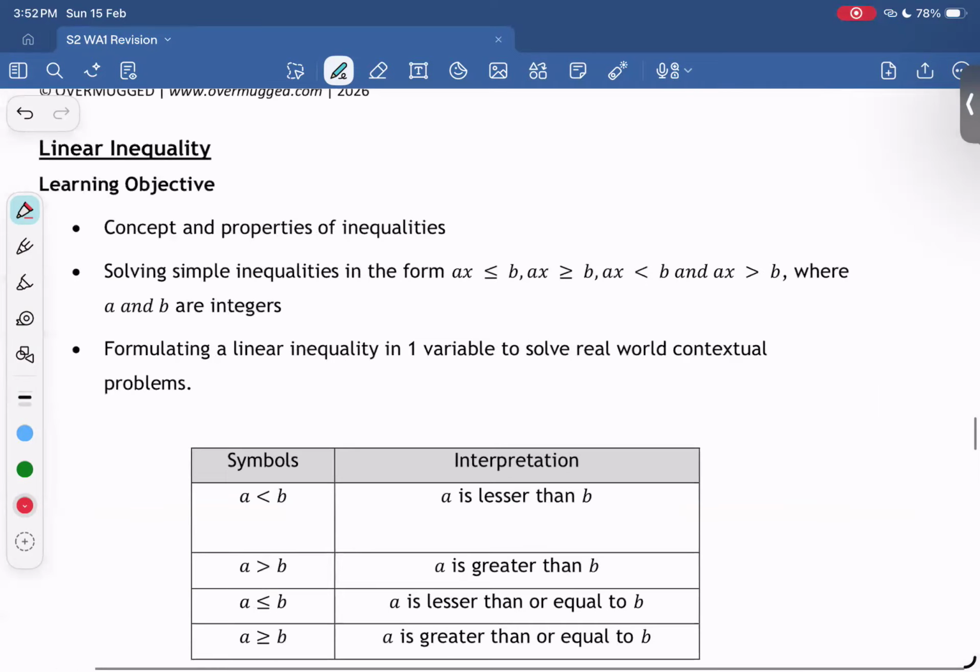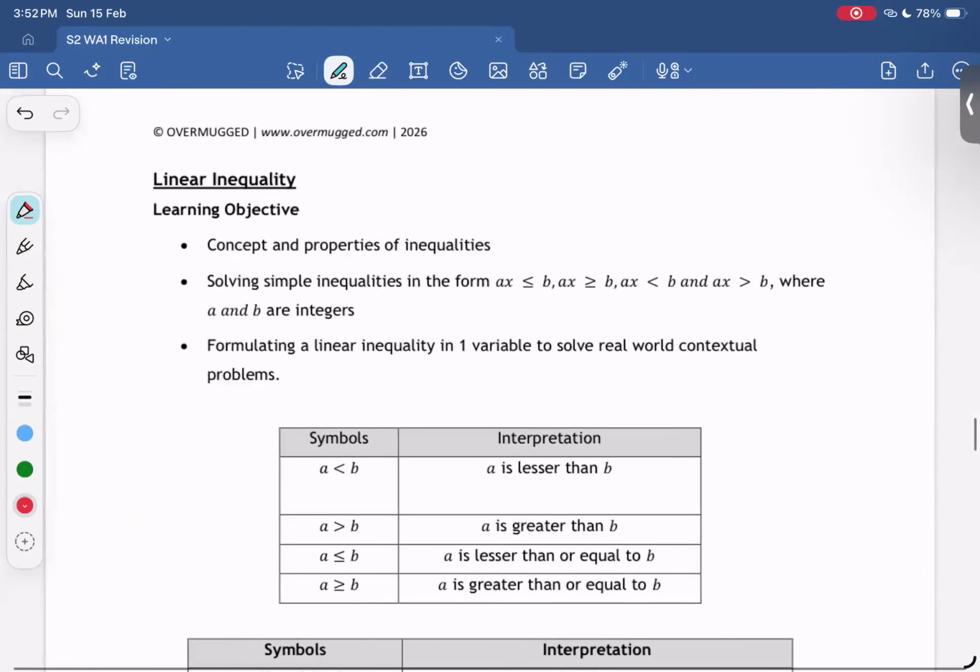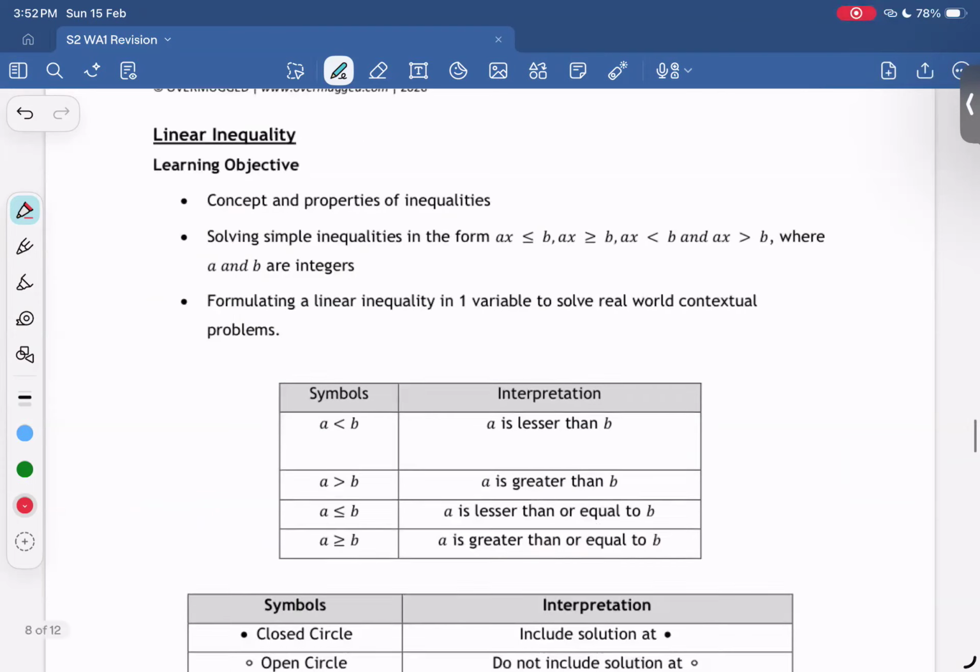Okay, so that is for simultaneous equations. We are now going to move on to linear inequality. With linear inequality, there are a lot more new things that you're learning. You are starting to see new symbols, different circles, and there's a number line that you have to draw as well. So we will quickly take a look at that.